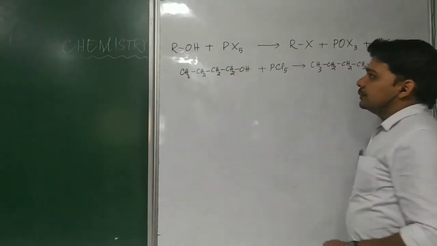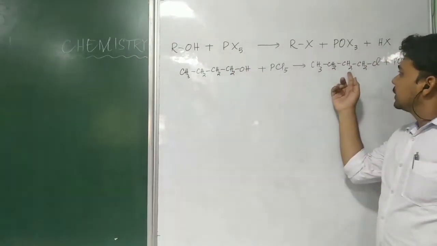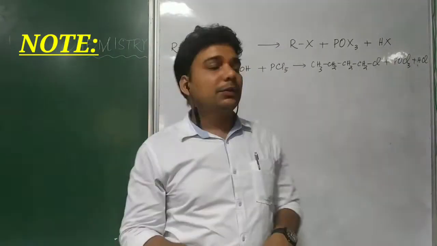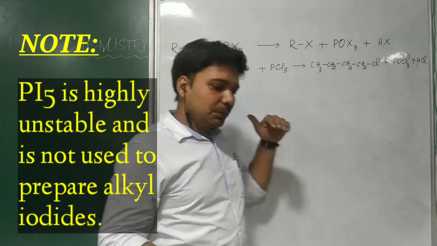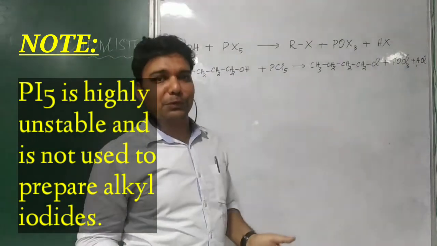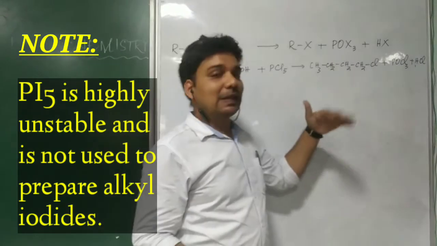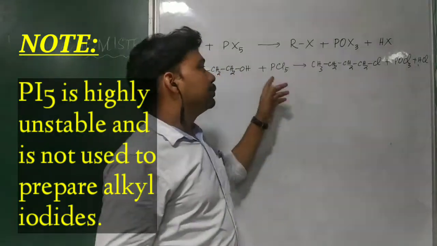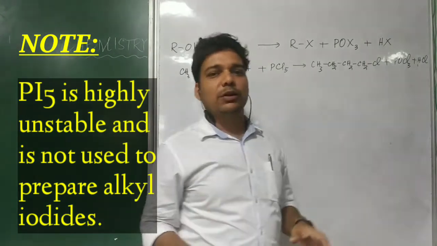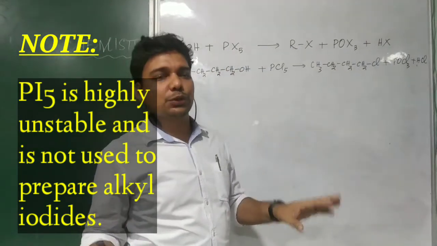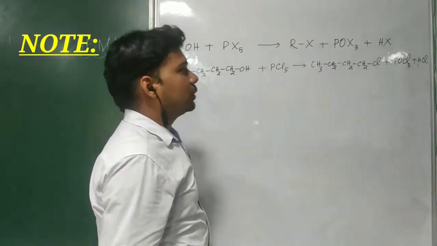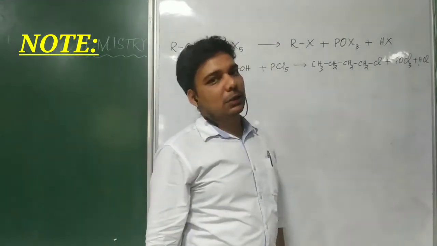In this method, it is quite convenient to prepare alkyl chloride. We cannot obtain alkyl bromide or alkyl iodide in appreciable amounts, because to get alkyl iodide we need to use PI3, but PI3 is very unstable and cannot be stored. For that reason, this method is generally preferred for the preparation of alkyl chloride.